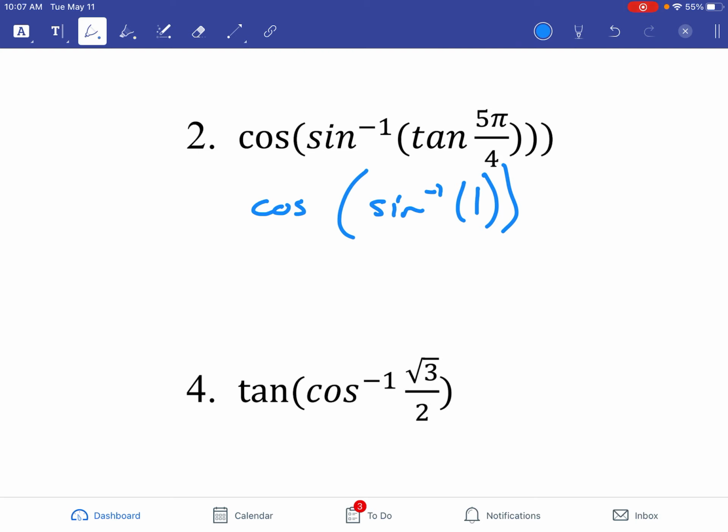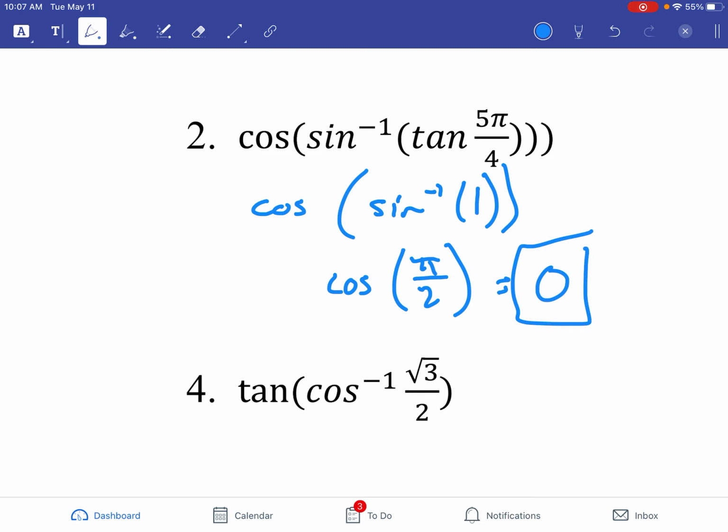Next we have the inverse sine and then the cosine of that answer. For the inverse sine, again, you're only using the right side of the unit circle. We want to find out where sine is going to be 1. So where is the sine value, the y value, going to be a 1 on the right side of the unit circle? Well, it is at pi over 2. And then finally, the cosine of pi over 2, which is the x term of pi over 2, is equal to 0. That's our answer.